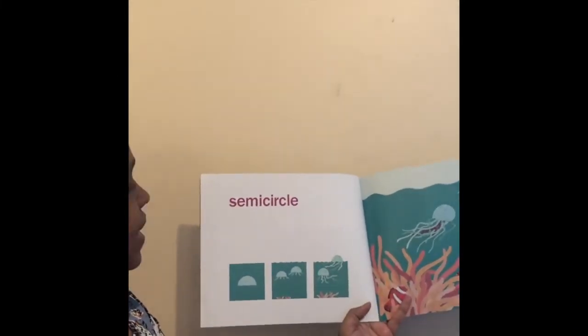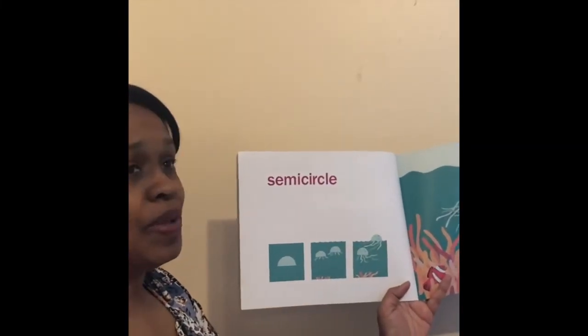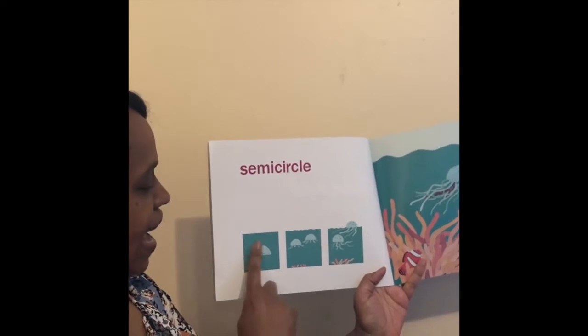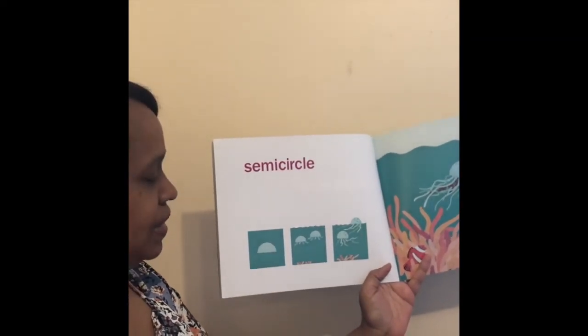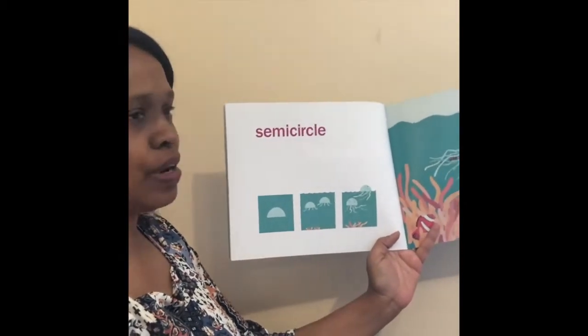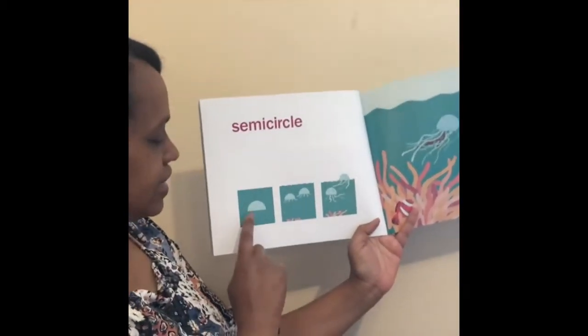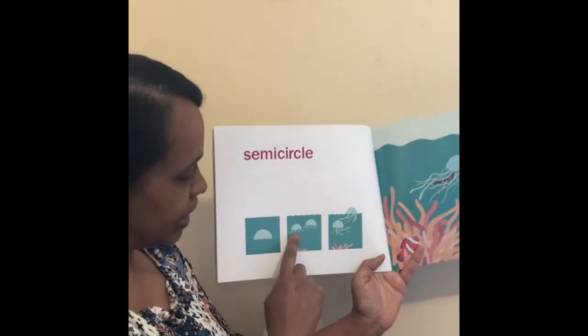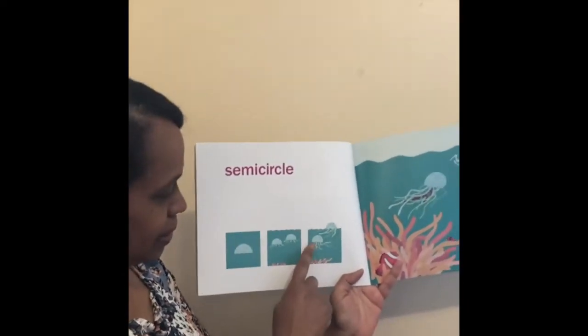So our next shape is a semicircle. A semicircle is a half of a circle. That's a semicircle right here. And let's see what the illustrator in this book is going to make from this semicircle. Looks like he put a few little legs right here on these 2, and he put a few more legs.